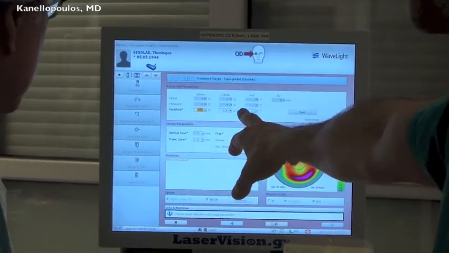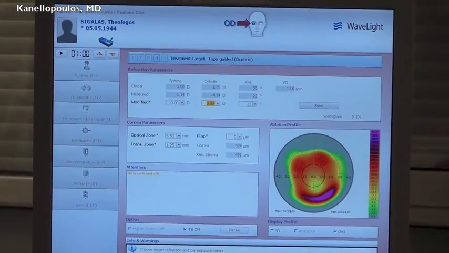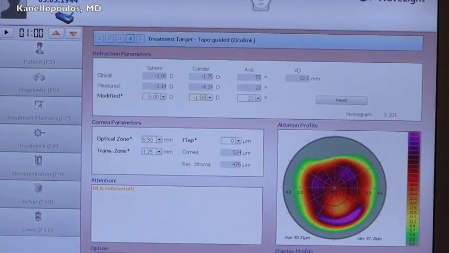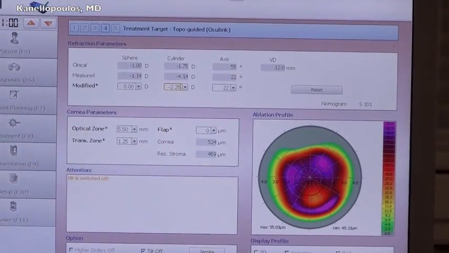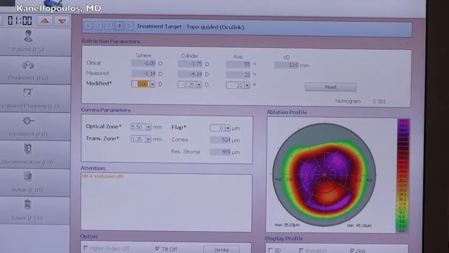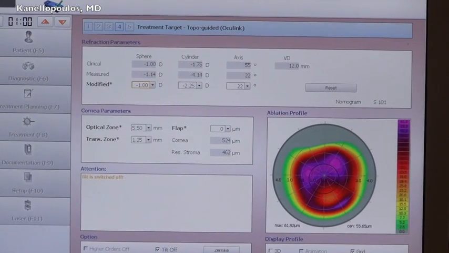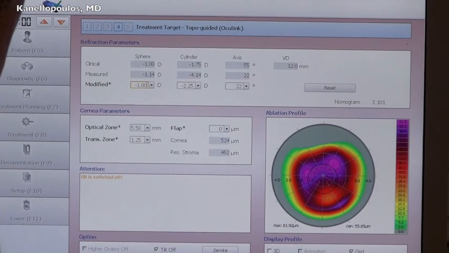So the device gives us 4 diopters of astigmatism. We measured 165. We probably wouldn't do more than what it measured, maybe 225. Okay. And let's do from the 1 diopter. Let's put it on. So this is probably what we do as a treatment.